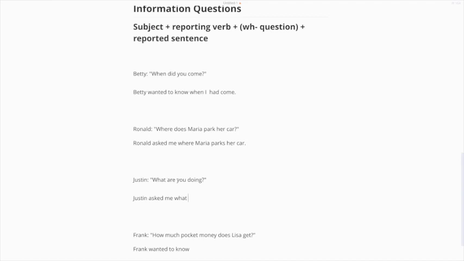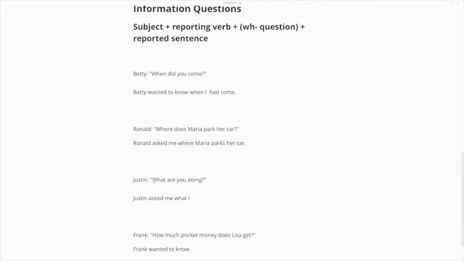And now we're going to do the reported sentence. Remember, affirmative word order. So we're going to start with the subject. Who's the subject of the question that Justin asked? It's you. You is the subject, but in this case, it's me because he's talking to me. So I am going to be the subject. Justin asked me what I, and now we need to check what is the tense that we're going to use. What tense is Justin using right there? What are you doing? So we're using the present progressive or present continuous, ING.